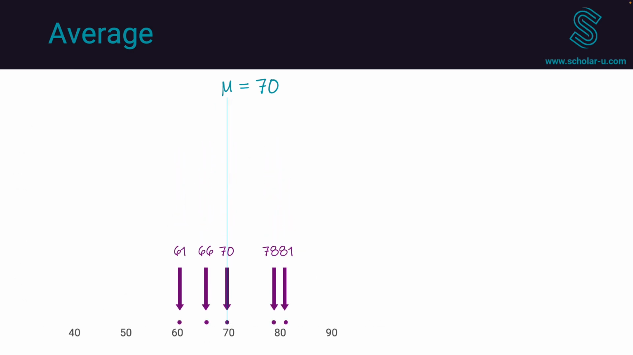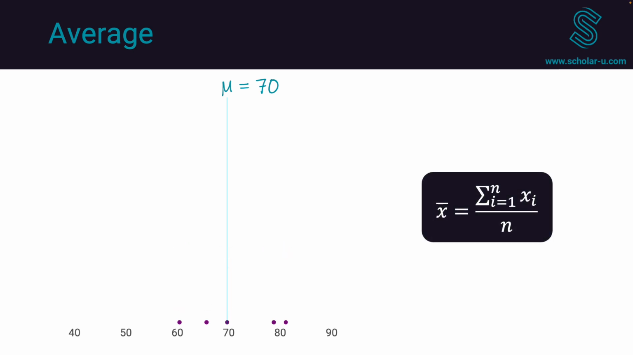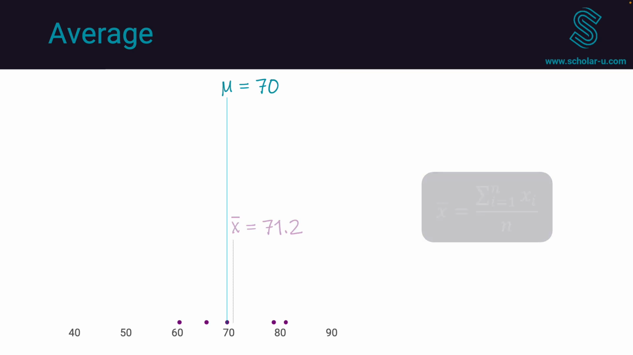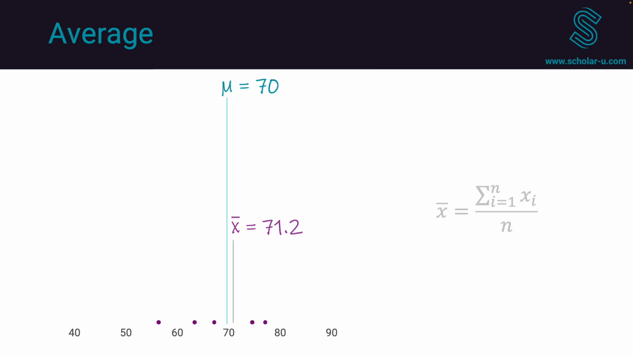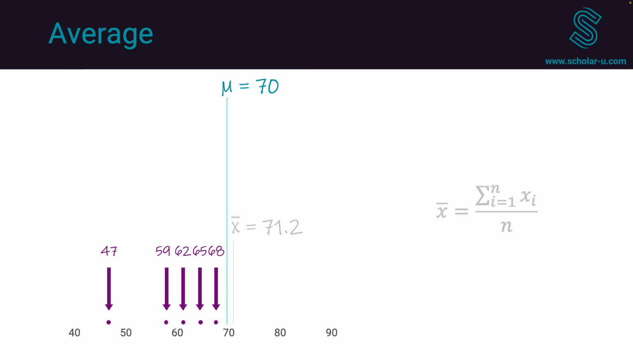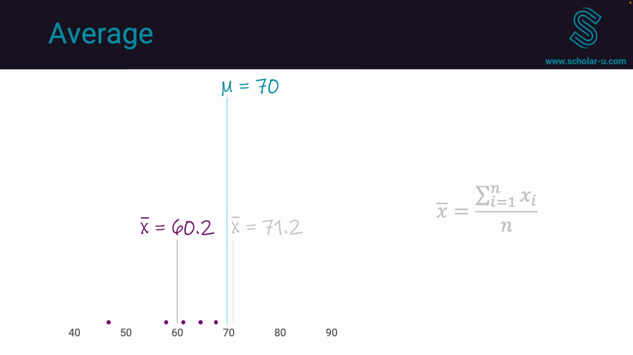In this specific instance, the scores are 61, 66, 70, 78, and 81. Calculating the average using the appropriate equation, we obtain an average value of 71.2. This proves to be a good approximation to the population average of 70. To test the robustness of this approach, we repeat the process with another set of 5 individuals, resulting in a less accurate average of 60.2.